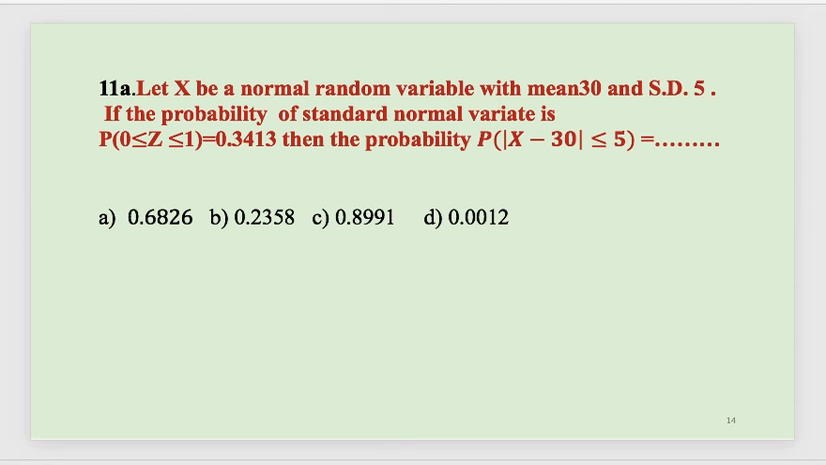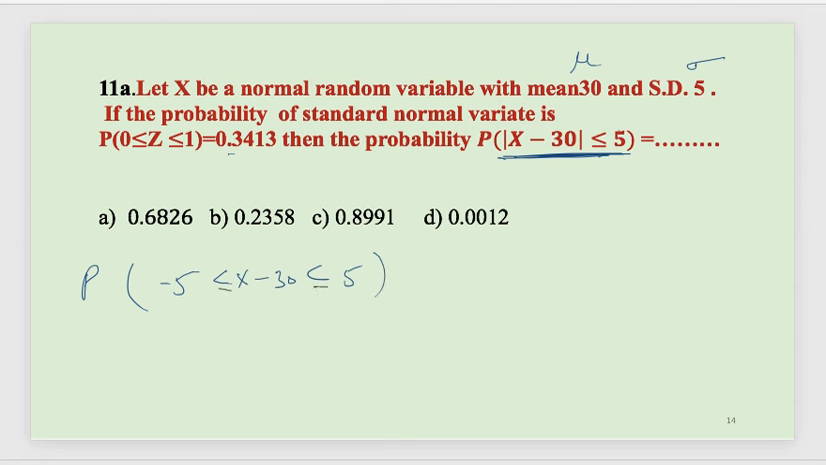This seems to be similar to the previous one, but here they have given us a value. So first of all, you have to get out of this mod sign. Mean is 30 and standard deviation is 5. So when I want to rewrite this expression, first I'll write down x minus 30 in the center, and this 5 with the -5 on the left hand side and +5 on the right hand side.